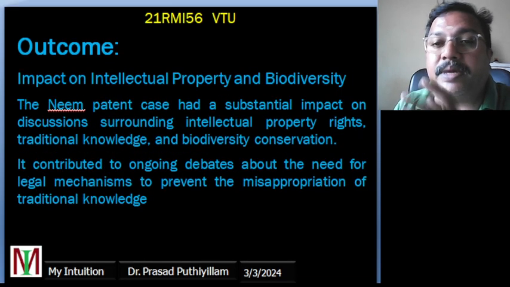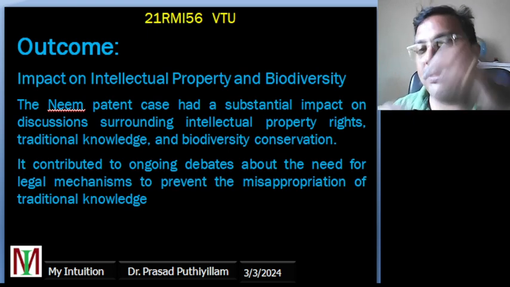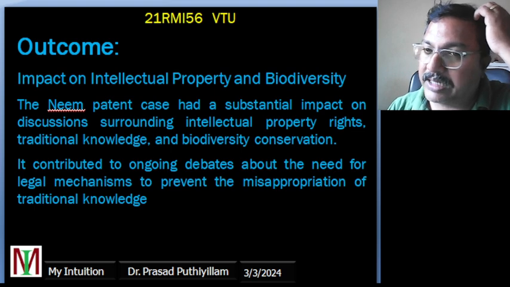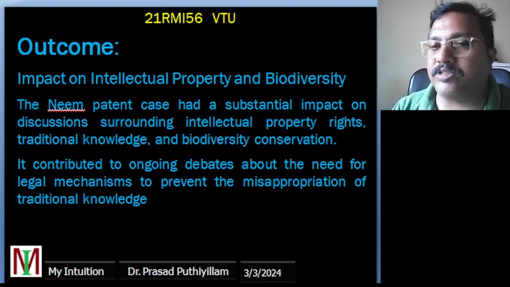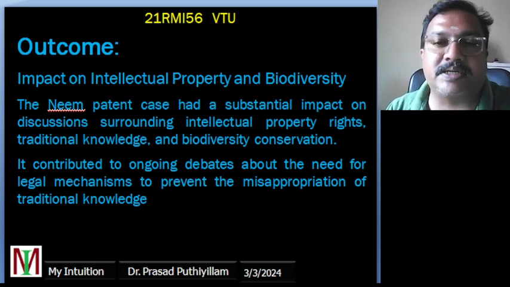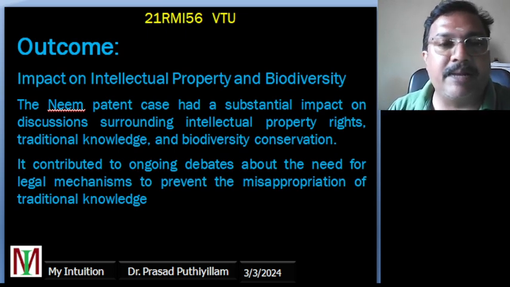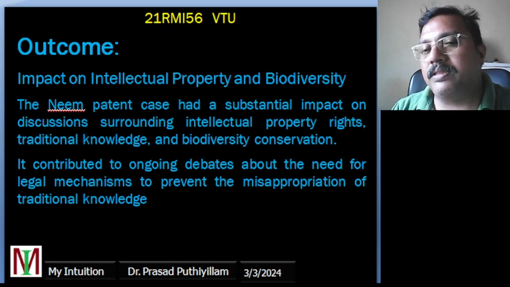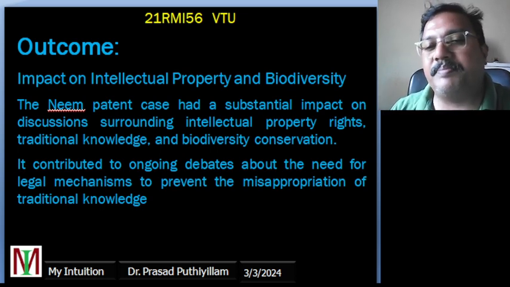Impact on intellectual property and biodiversity was another outcome. The Neem patent case had a substantial impact on discussions surrounding intellectual property rights, traditional knowledge, and biodiversity conservation. It contributed to ongoing debates about the need for a legal mechanism to prevent the misappropriation of traditional knowledge and patenting it.